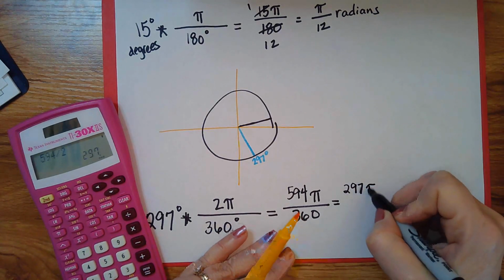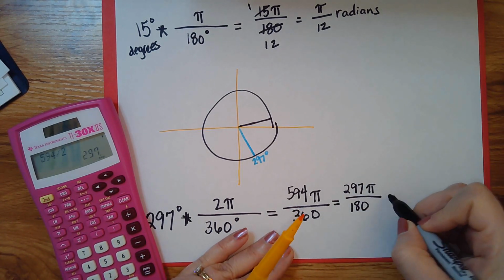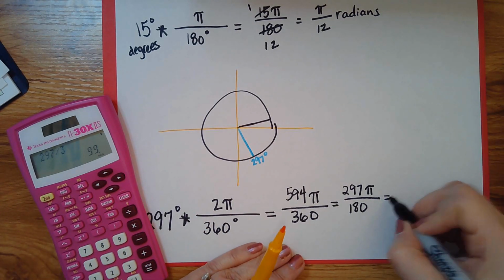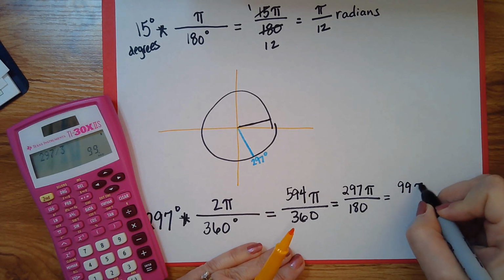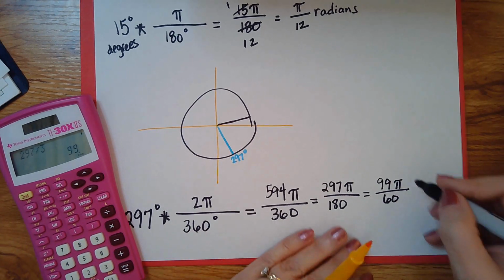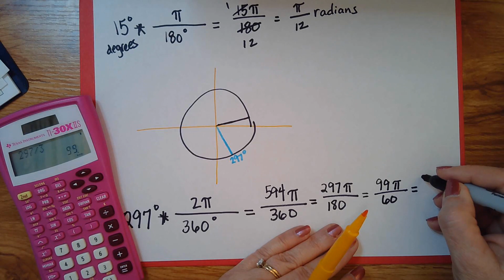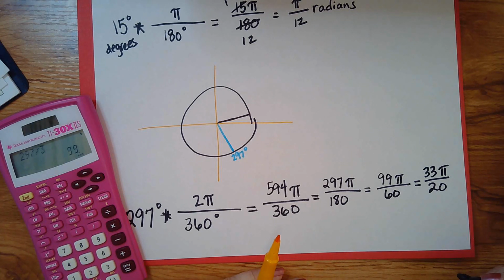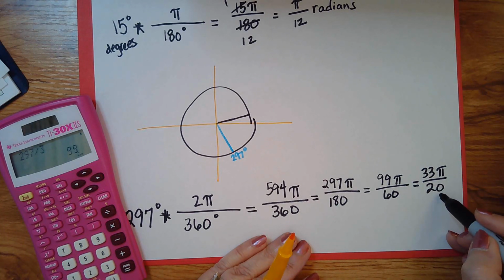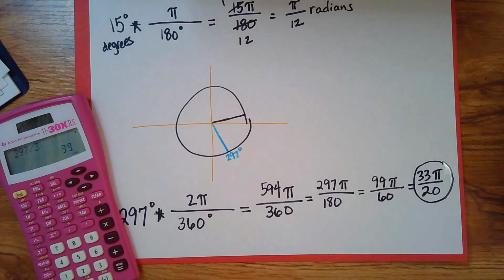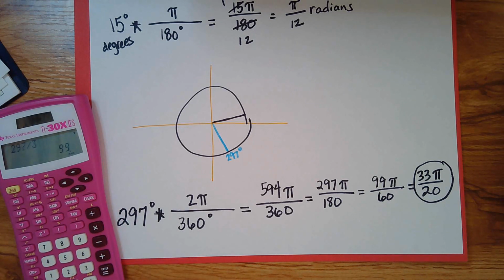So now I have 297 pi over 180. And then do you think 297 is divisible by 3? Wouldn't that be nice? Oh, it is. So let's do 99 pi over 60. And then I think I can divide by 3 again, which would give me 33 pi over 20. Does that look right? That does look right. And now I think I'm done because I can't think of a number that goes into both 33 and 20. So that is my final answer. Yeah, it's ugly, but it is correct.